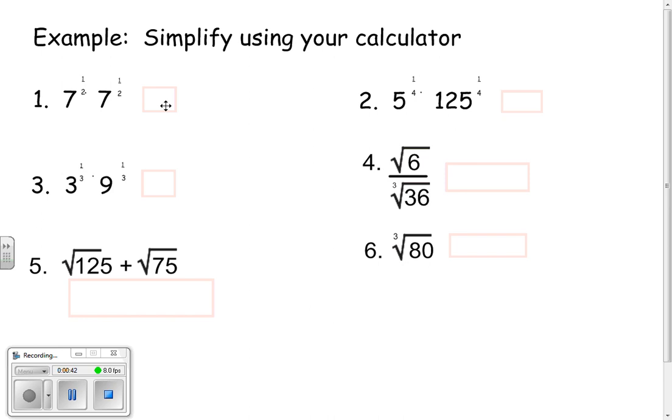Okay, so the idea is if you use your calculator, you can type these in the way that you see them, and the answer should come back out. So go ahead and take another second and type them into your calculator.